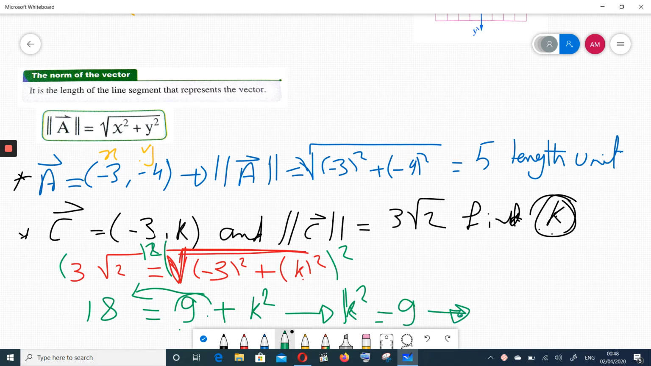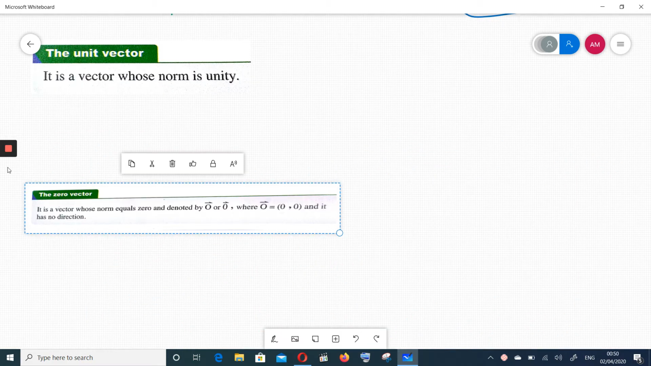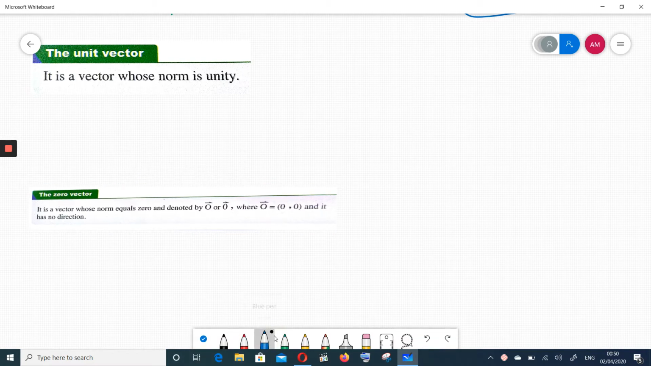And it means k, we get the square root for both sides. Don't forget when we get the square root, the answer is going to be positive or negative 3. What about the unit vector and zero vector? The unit vector means a vector whose norm is unity, that means one unit. For example here, if vector A equals 3 over 5 and 4 over 5.